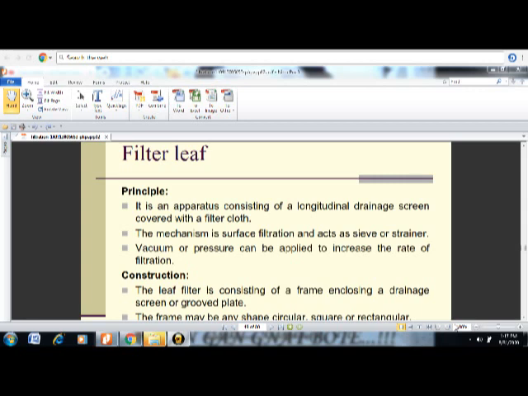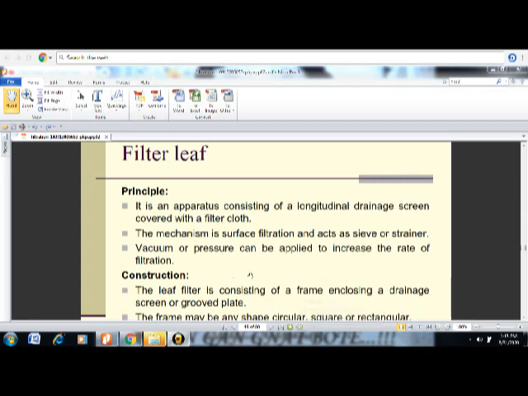Today we'll discuss the filter leaf. This filter leaf is used when we have to filter a slurry having up to 5% concentration of solid, that is, a slurry which contains about 5% solid in it. For that purpose, filter leaves are generally used. It is a batch type of operation.